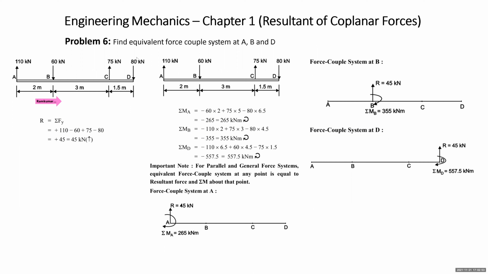Okay, now we come to the next sum. What is given in this sum? Let's read that. Find the equivalent force couple system at A, B, and D. You are given the force system. This is your question. You are given the force. This is your problem. It is a parallel force system.